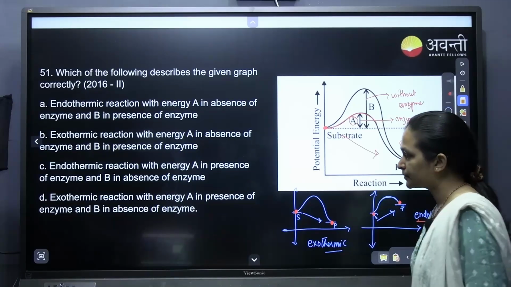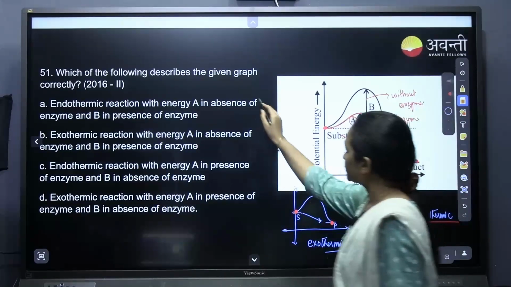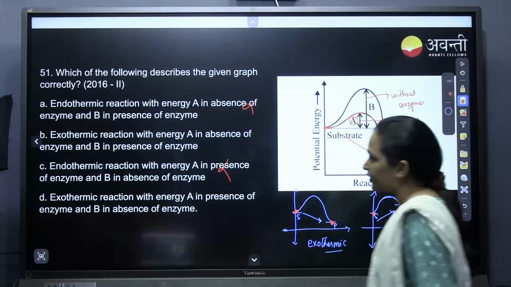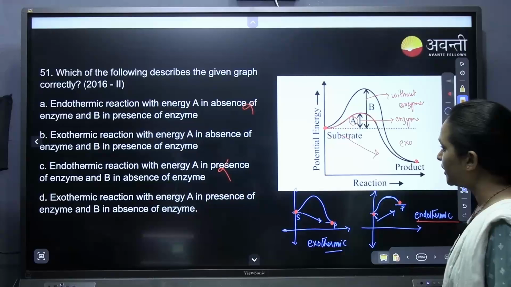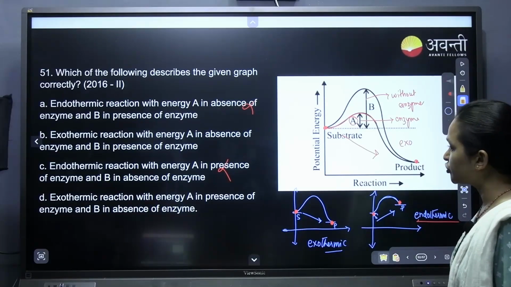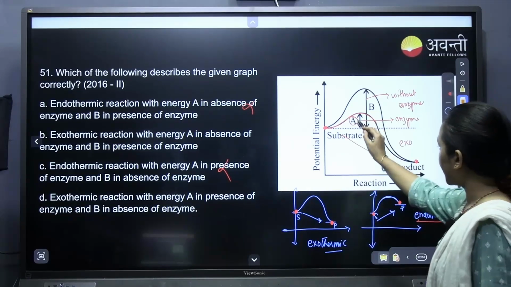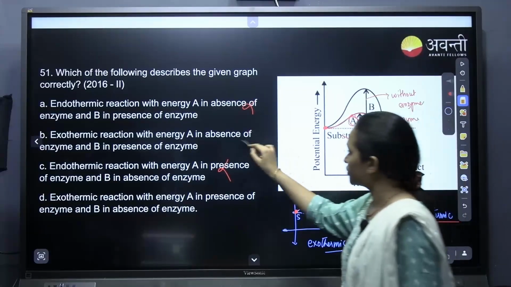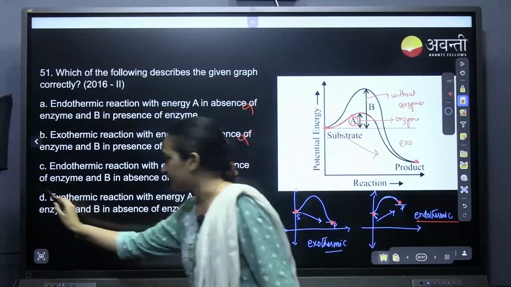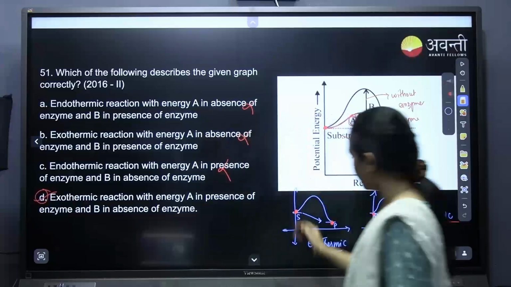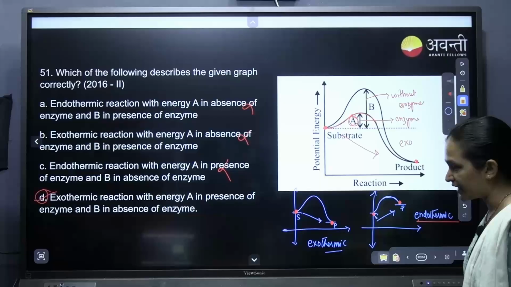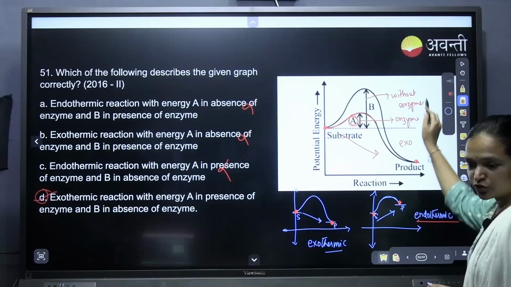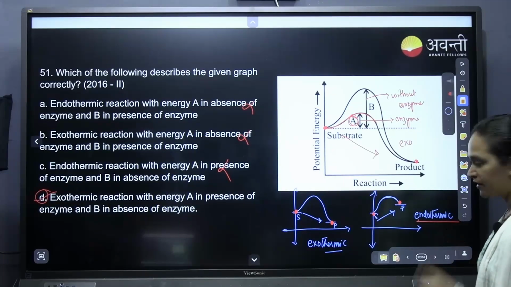Tell me the answer. Endothermic, so mark it wrong. Exothermic reaction with energy A in the absence of enzyme. A actually is in the presence of enzyme, which means this is also wrong. Option D. Very good. We know this is the exothermic reaction with the energy A in the presence of enzyme and B in the absence of enzyme. Got it? Very good.